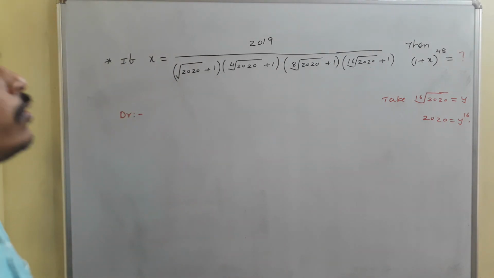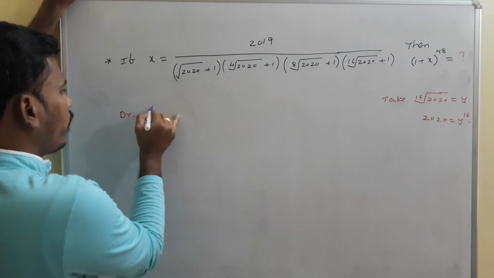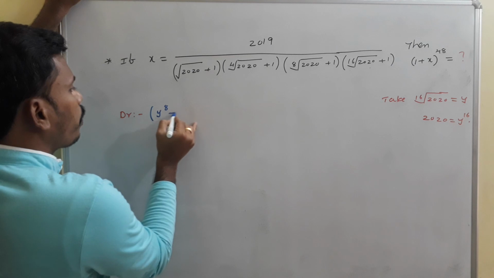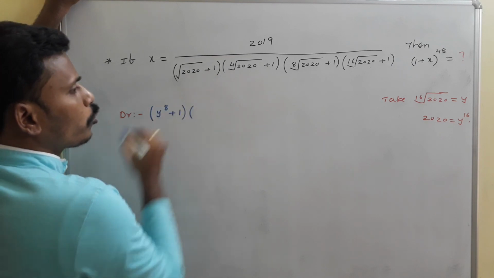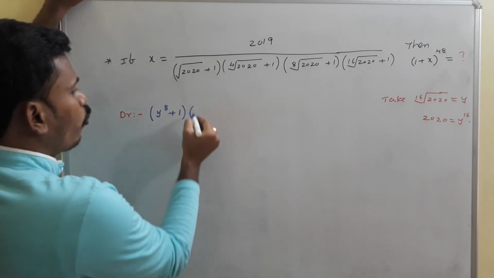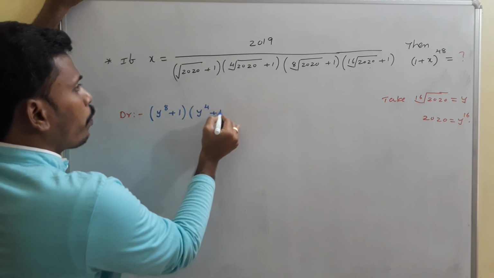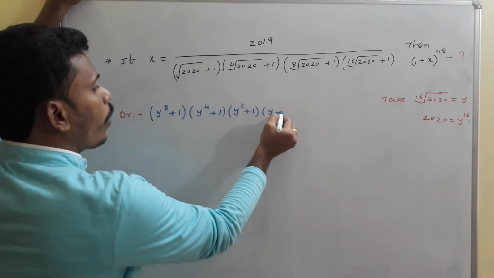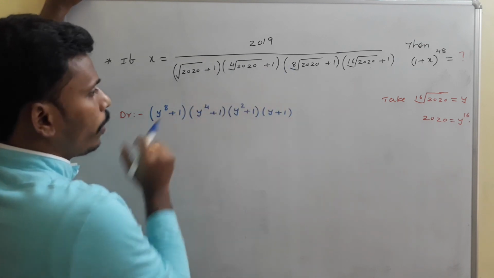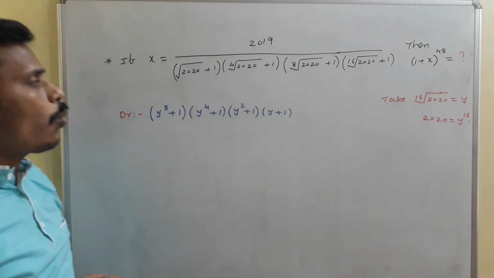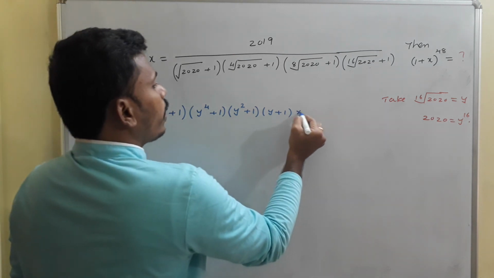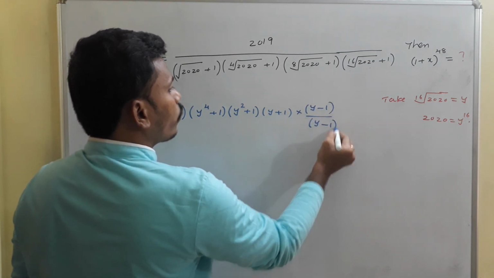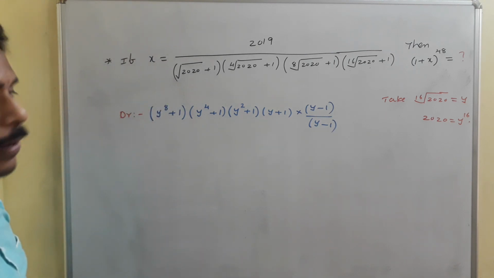So now, yeah, what is the denominator? Square root 2020, which is simply y power 8 plus 1, fourth root 2020, so power 1 by 4 we need to consider, y power 4 plus 1, and then y square plus 1, and then y plus 1. This is the denominator. So now what I do is, I simply multiply this with y minus 1, and I will divide it with y minus 1. If I do, what will happen?